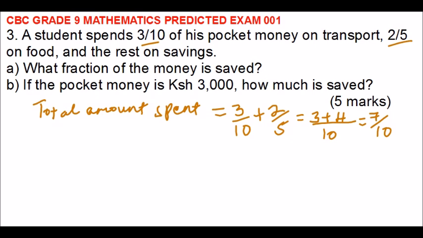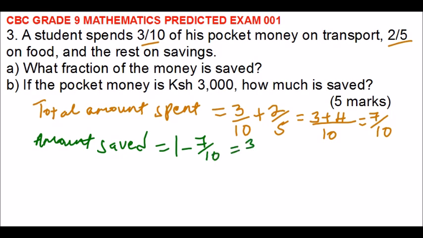So we can say amount saved is equals to 1, the total amount that the runner had, minus 7/10, and you get it is equals to 3/10. So that is the amount that was saved. So you have answered part B.